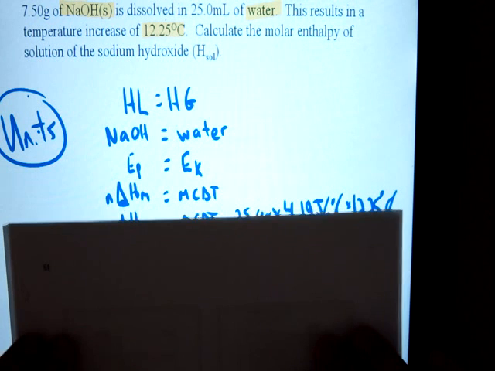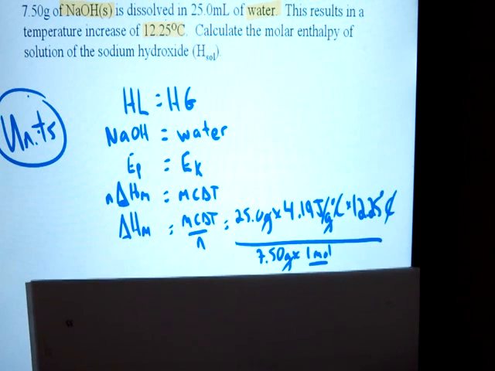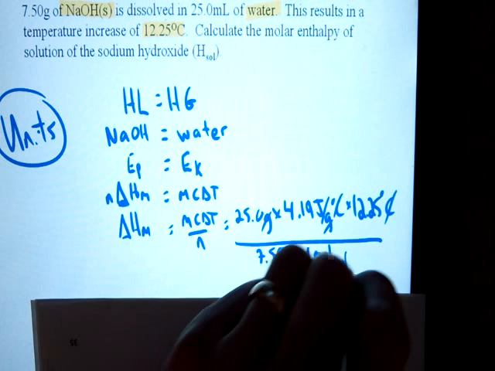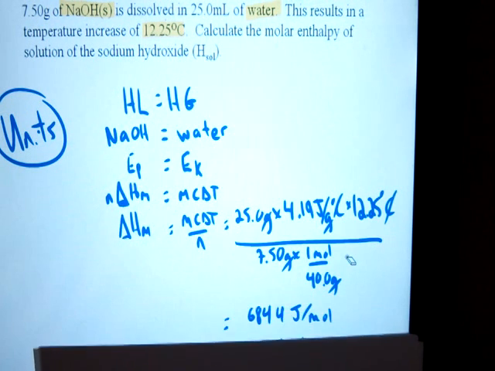So I've just plugged in all the numbers here. Okay, rearranged first to solve for my delta Hm, so it's mc delta T over n. Plugged in all the numbers that I have. You'll notice that 1 mole over 40 grams over here, that's just the molar mass of sodium hydroxide. We work all that out. We get 6,844 joules per mole.